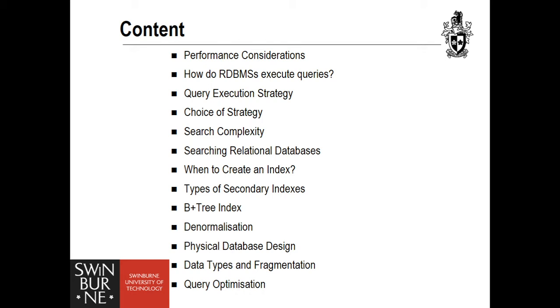First we talk about performance, how the RDBMS executes queries, strategies such as query execution choice or search complexity, how searching works in the relational database, and when to create an index. We also need to know the types of secondary index, B+ tree index, denormalization, the design of the physical database, data types and fragmentation, and the last one, query optimization.